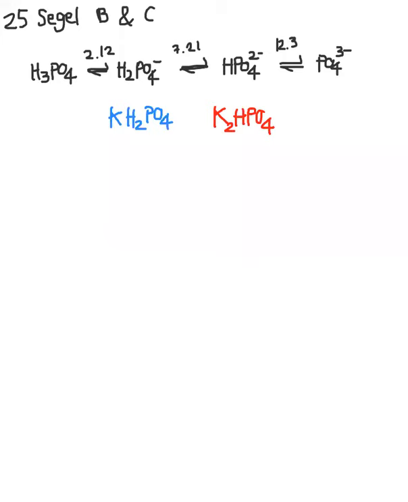So, continue with part B and part C. Part B asks you to calculate the pH of KH2PO4. When KH2PO4 is in water, it will separate into potassium ion and H2PO4 minus. So this is the actual molecule that you need to calculate the pH for.